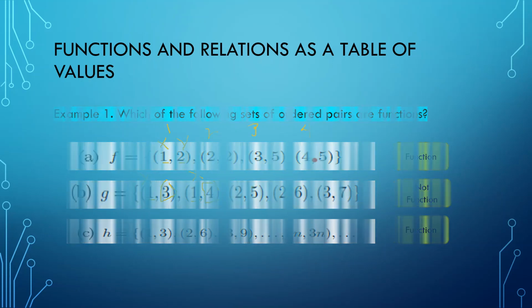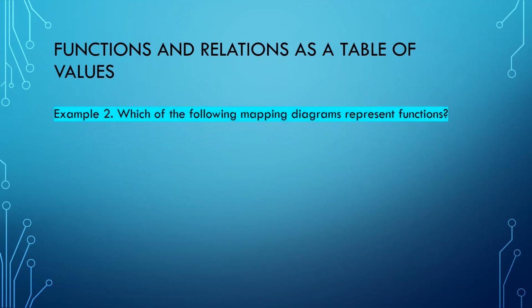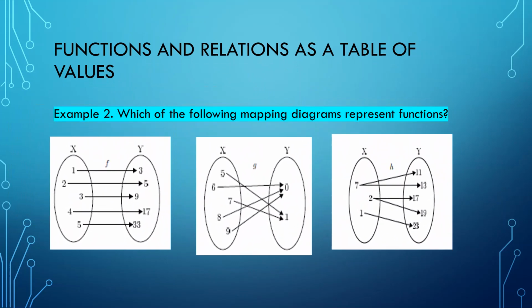So next, we have which of the following mapping diagrams represents a function. So we have the F diagram, the G diagram, and the H diagram. So for the F diagram, obviously for every x value, we have one corresponding y value. So therefore, this is a function.